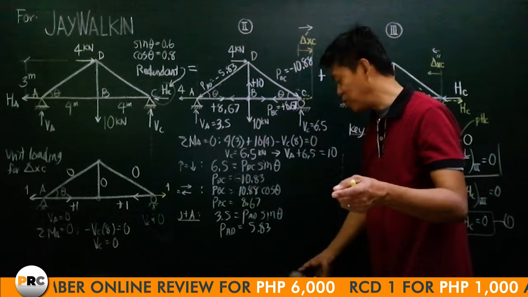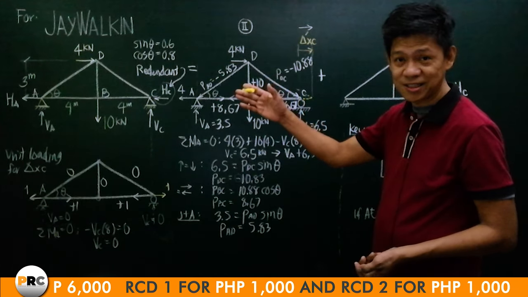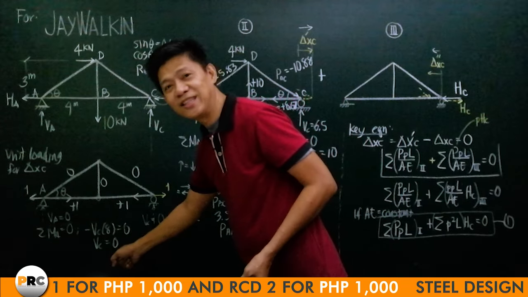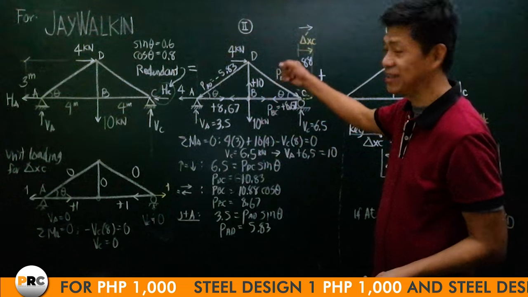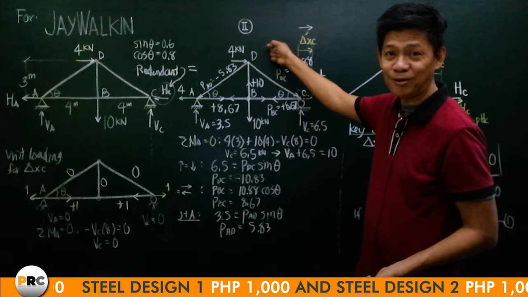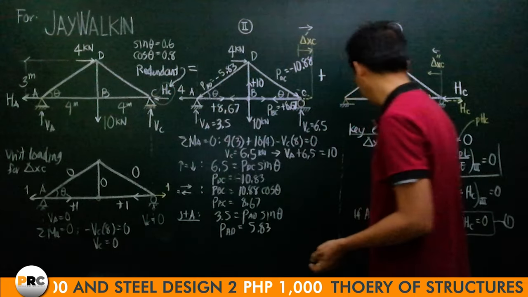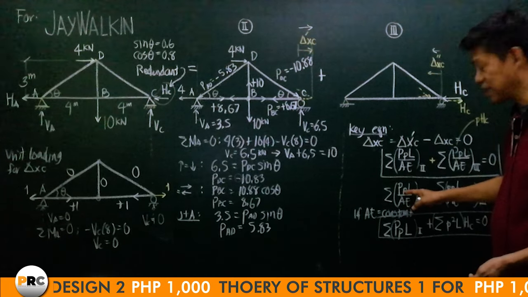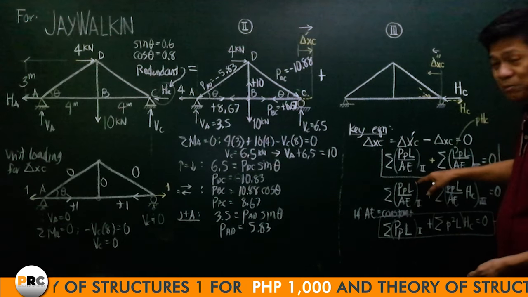I suggest when you are solving a statically indeterminate truss, begin with small p, then followed by big P. Why? Because if the small p is zero in some members, then whatever the value of big P, the product will be zero.